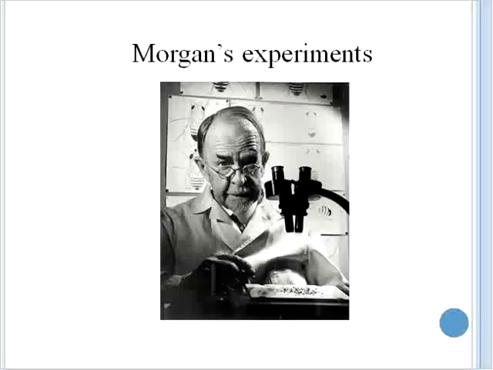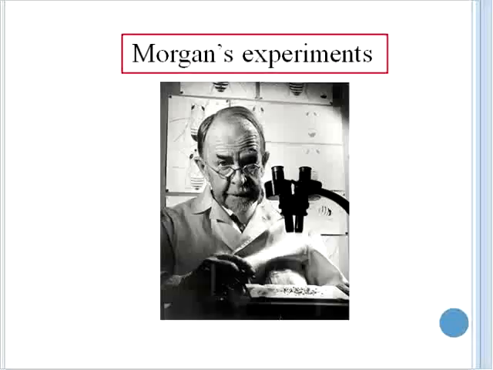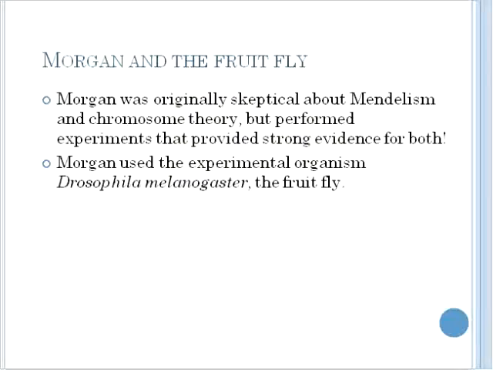Thomas Hunt Morgan did a number of experiments that gave credence to the idea that the chromosomes were indeed the basis by which heredity was passed on from generation to generation. Initially, Morgan was certainly skeptical about Mendelianism and chromosome theory, but ironically enough, his experiments provided strong evidence for both. His experiments were done on the common fruit fly.